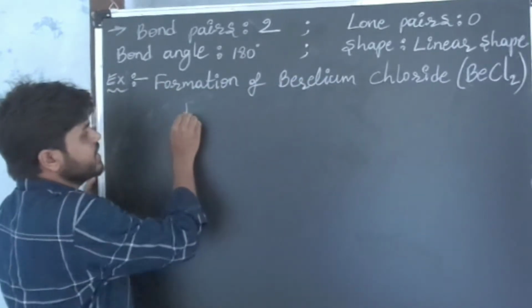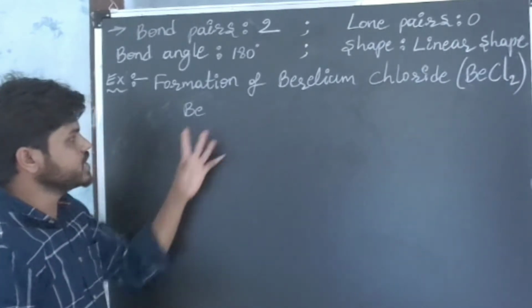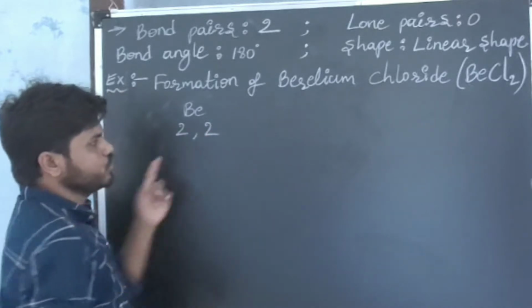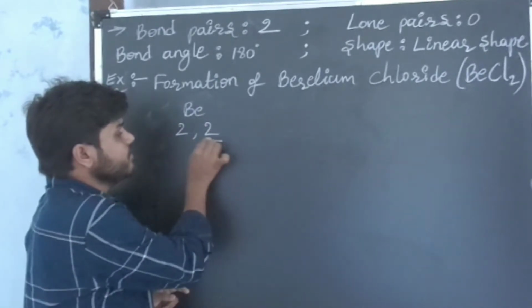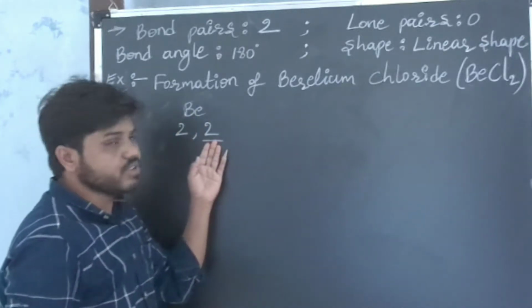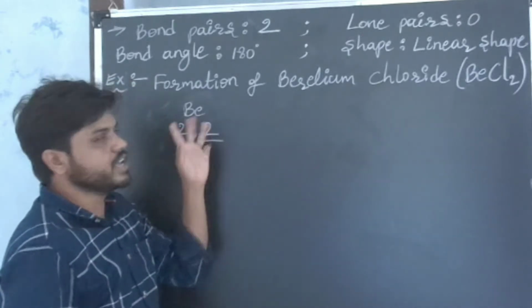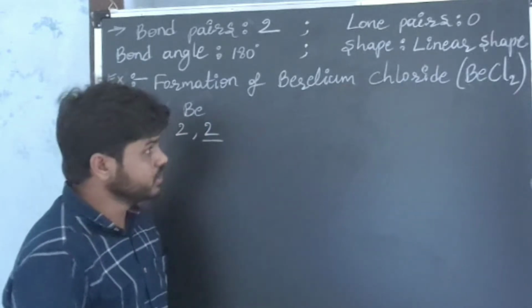The symbol of beryllium is capital B, small e. The electron configuration of beryllium is 2, 2. This is the valence shell of the beryllium atom. In this valence shell, how many electrons are there? Two electrons are present in the valence shell of the beryllium atom.